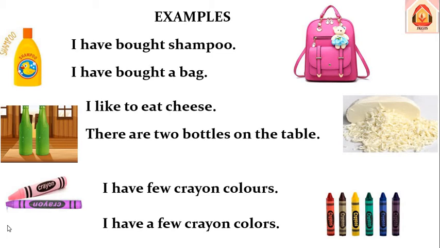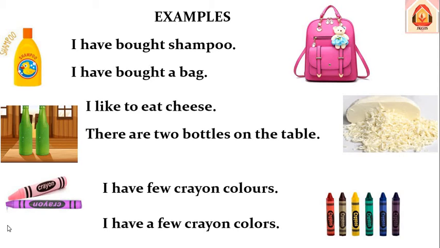I like to eat cheese. We will not say cheeses. I like to eat cheese. There are two bottles on the table. I have few crayon colors.